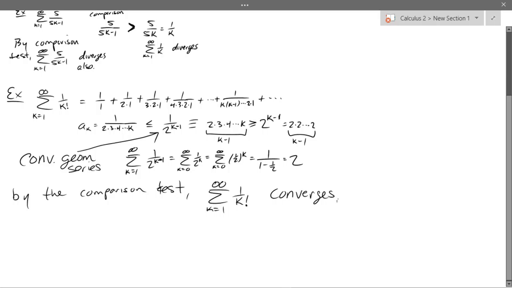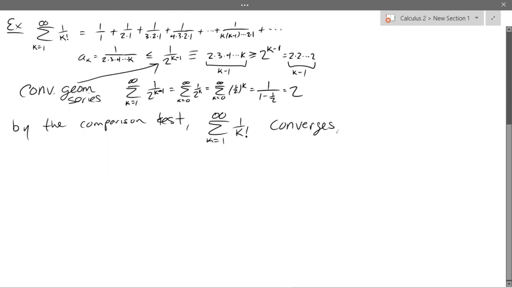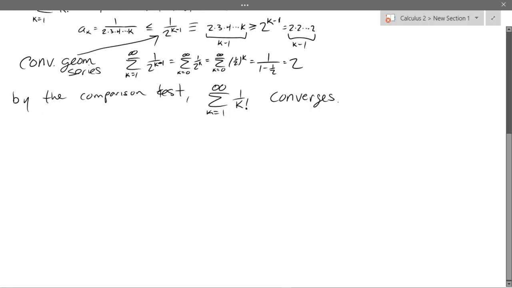The limit comparison test, which we're going to do now. You can do everything that we did already with the regular comparison test, you can do with the limit comparison test. There are three cases, and the first one you're going to use almost always. So here we go with the limit comparison test.